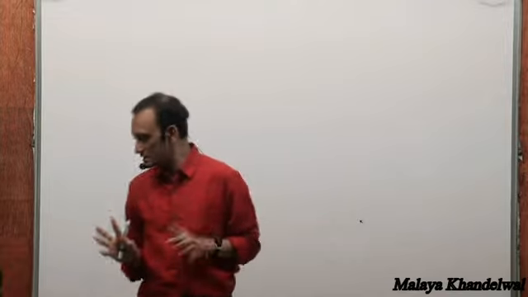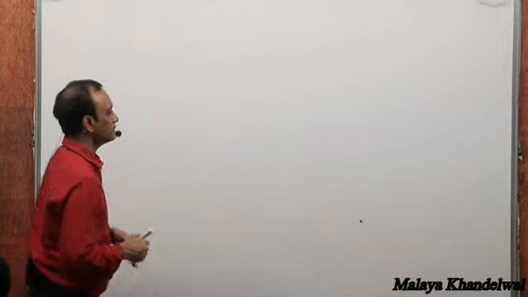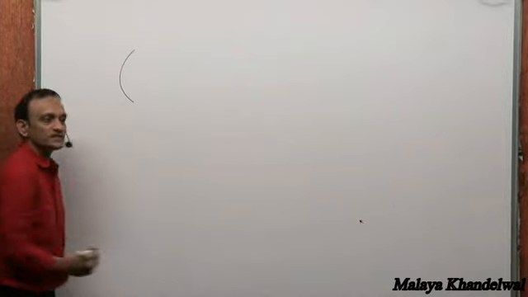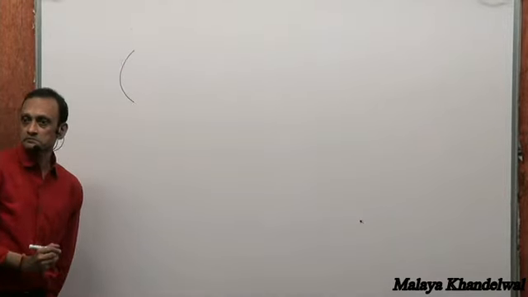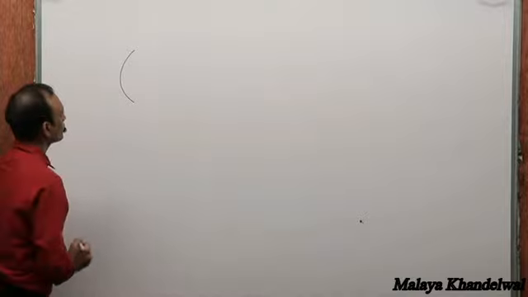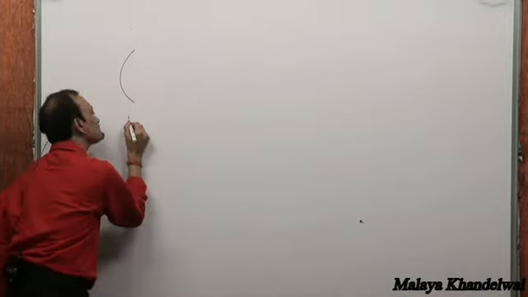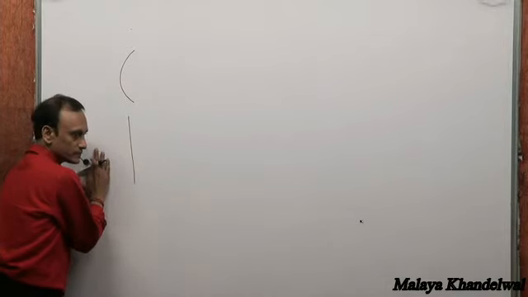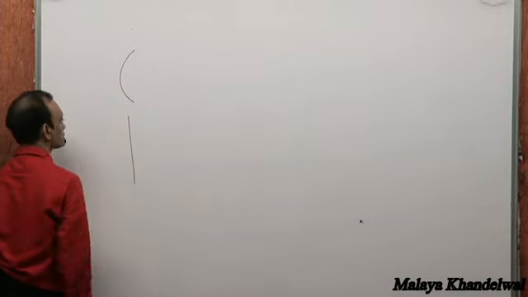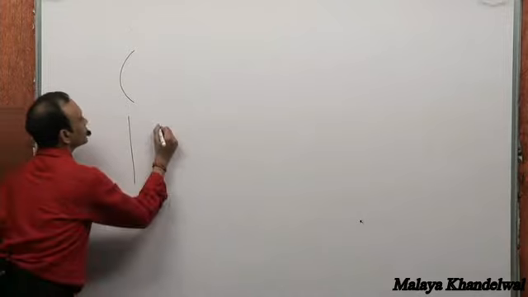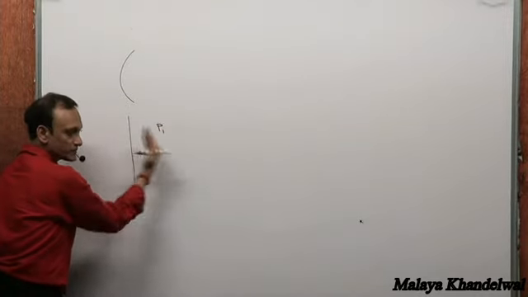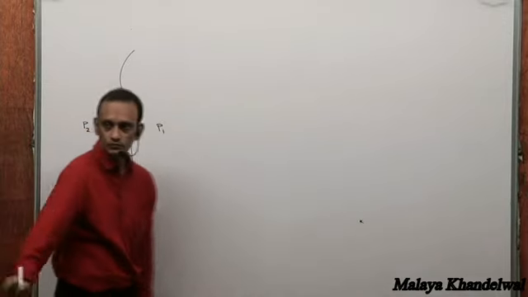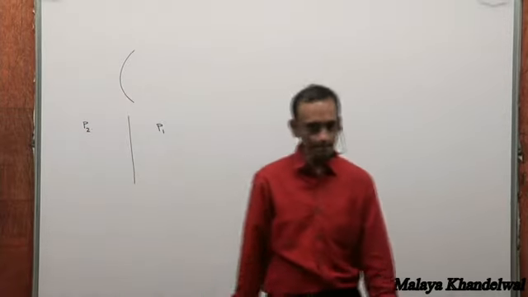In a very general sense, say this is a surface, and these are two sides of the surface. The pressure on this side of the surface is P1, and the pressure on this other side of the surface is P2. Right?